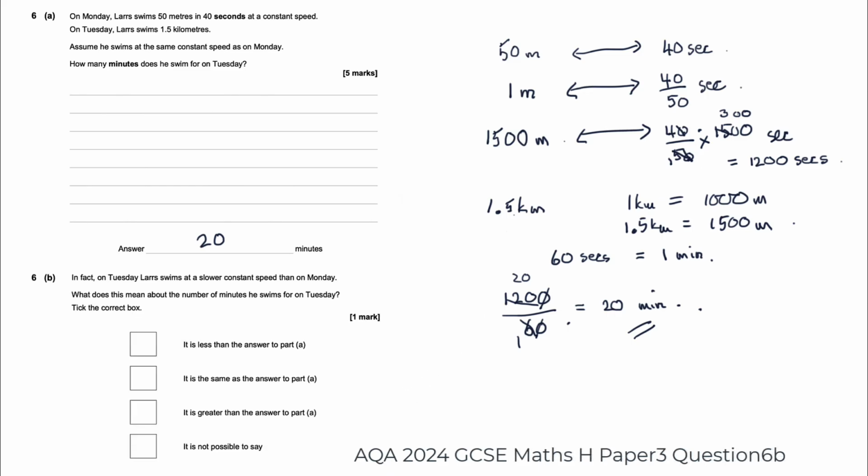Now let's have a look at part B. And it tells us that what we were told was a lie, that he actually swims at a slower speed than he did on the Monday. Now in all this working out, we got 20 minutes by assuming he kept the same speed that he swam at on Monday, but we're now told he's swimming at a slower speed, so he would take longer. You swim slower, you take longer. Is it less than the answer? No. Is it the same? No. Is it greater? Yes, he will take longer. Instead of 20 minutes, it will be a larger number of minutes. So it's greater than the answer to part A. And it certainly is possible to say that.